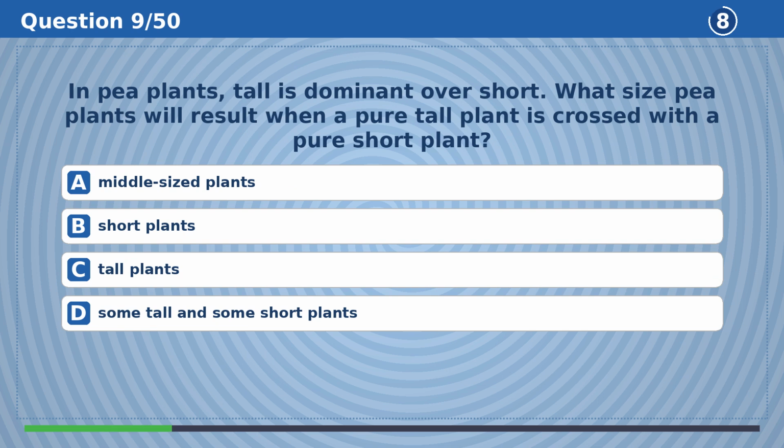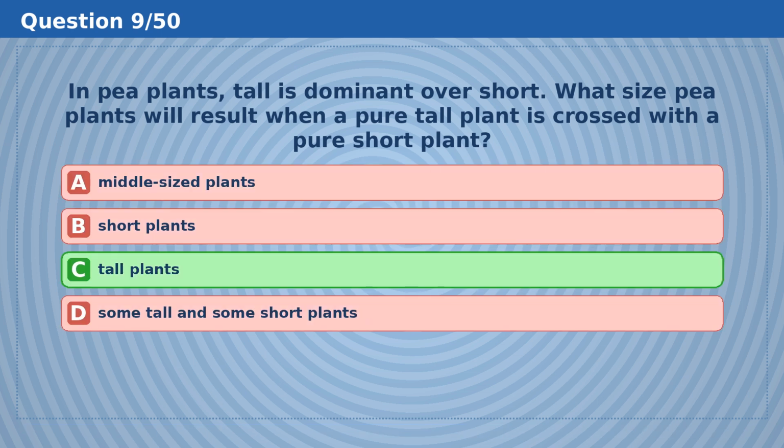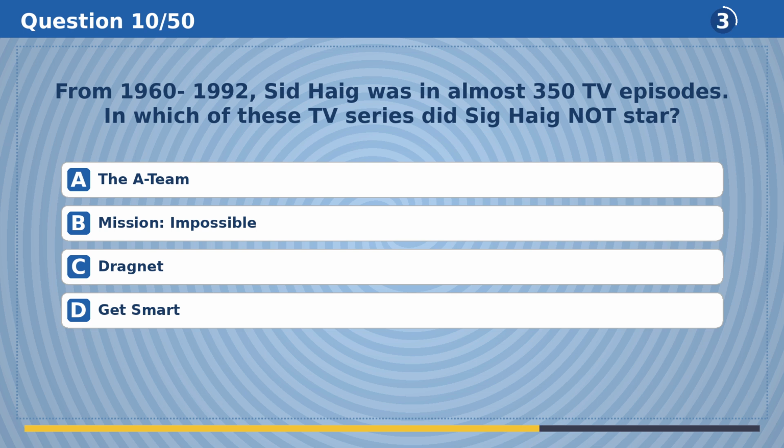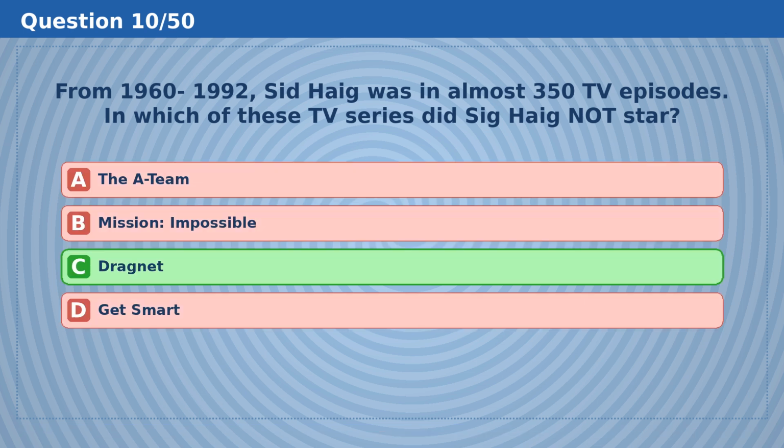In pea plants, tall is dominant over short. What size pea plants will result when a pure tall plant is crossed with a pure short plant? The answer is C, tall plants. From 1960–1992, Sid Haig was in almost 350 TV episodes. In which of these TV series did Sid Haig not star? The answer is C, Dragnet.